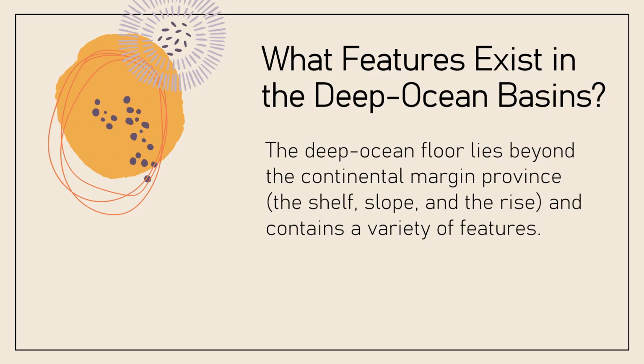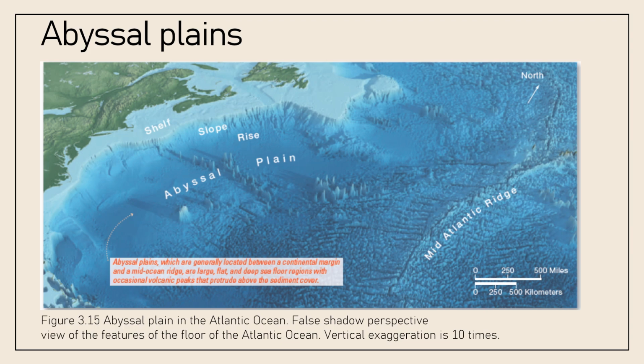So the deep ocean floor lies beyond the continental margin province, which we discussed in the previous lecture. The continental margin province comprises the shelf, slope, and the rise, and contains a variety of features. Number one is the abyssal plain. This picture will give you a perspective of the abyssal plain in the Atlantic Ocean. This is a false shadow perspective, meaning the darker portions are deeper than the light portions.